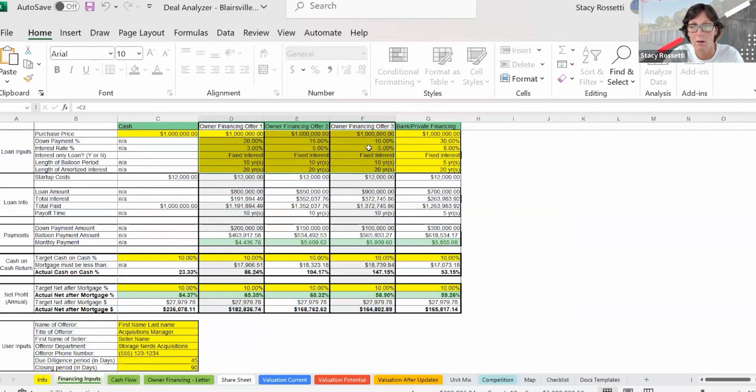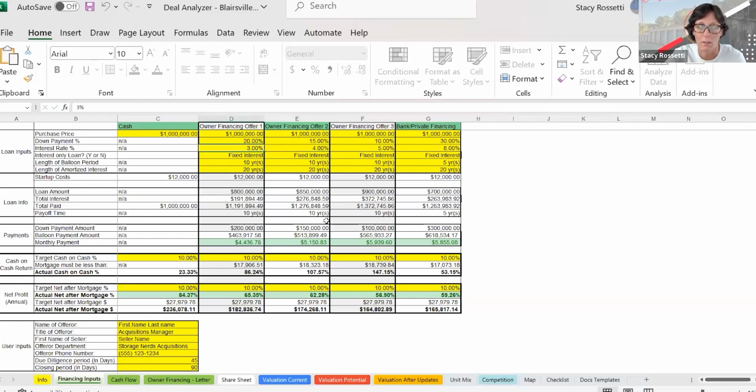So what we do, you can see how I do it here, is we do 10%, 15, and 20% down. And then the more you put down, the less your interest rate is. So 3%, 5%, whatever it is that you want to do. You could say 3, 4, and 5%. Okay. So if I give you 10% down, I'll pay 5% interest. If I give you 20% down, I'll pay 3% interest.